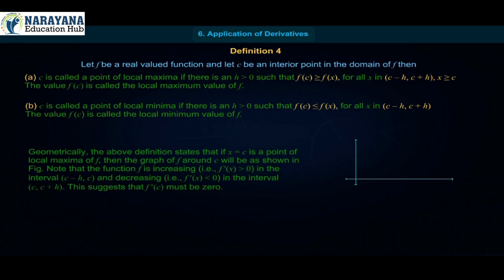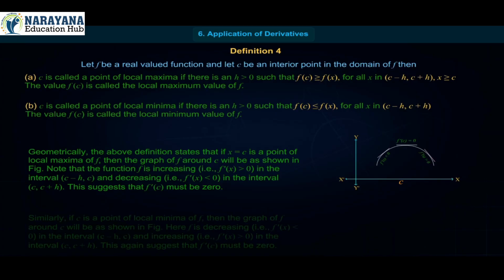Geometrically, the above definition states that if x equals c is a point of local maxima of f, then the graph of f around c will be as shown in the figure. Note that the function f is increasing, that is f dash of x is greater than 0, in the open interval (c minus h, c), and decreasing, that is f dash of x is less than 0, in the open interval (c, c plus h). This suggests that f dash of c must be 0.